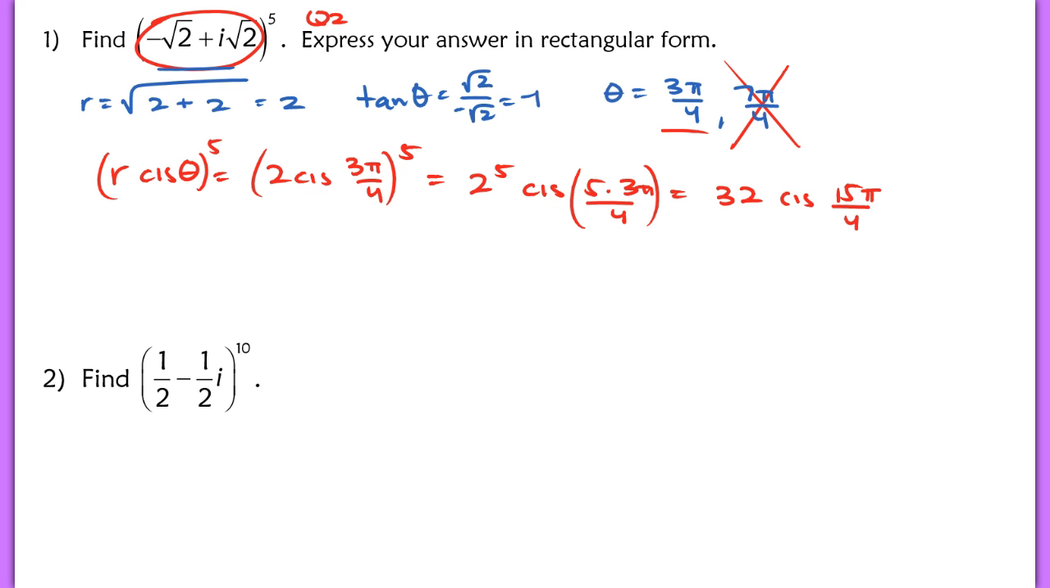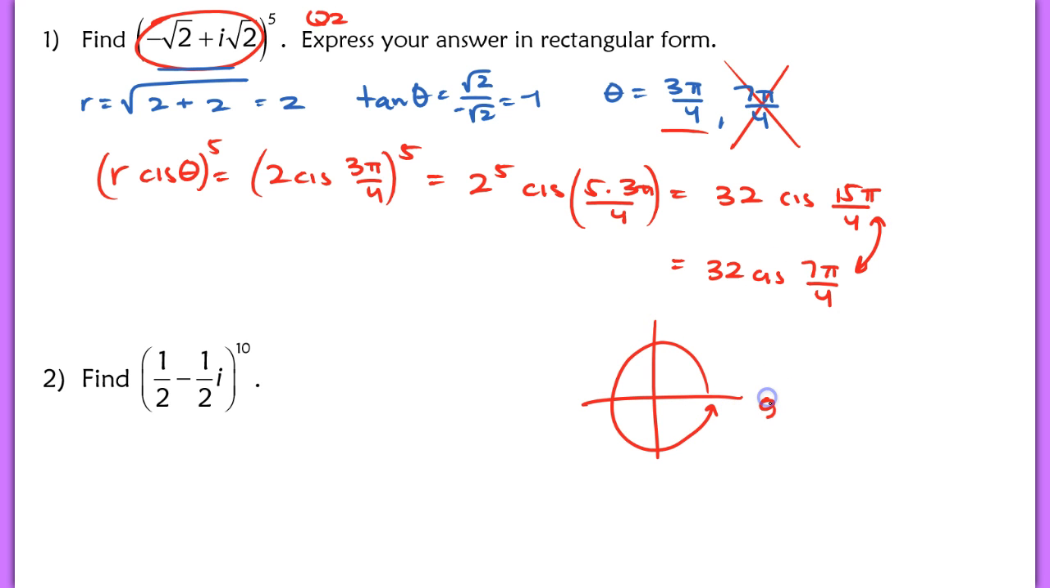Okay, so now I'm supposed to put my answer in rectangular form. So I need to evaluate then 32 cis 15 pi over 4. I can write this in an equivalent angle measure. I can change that from 15 pi over 4 to its coterminal angle, which from 0 to 2 pi would be 7 pi over 4. Now the reason why these give me equivalent values for sine and cosine is because I would be rotating around the circle 1 full time. So that's 8 pi over 4. Okay, then I would go around 7 pi over 4 to get to 15 pi over 4. So those are coterminal angles.